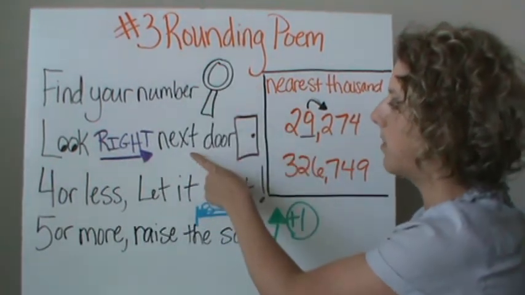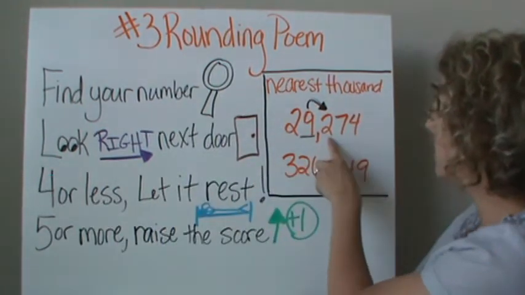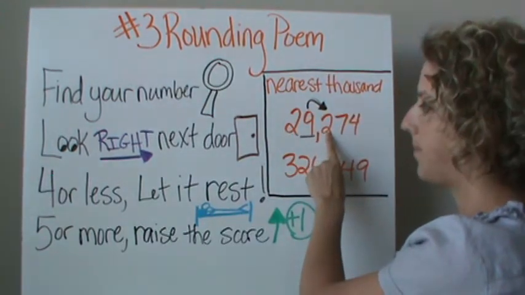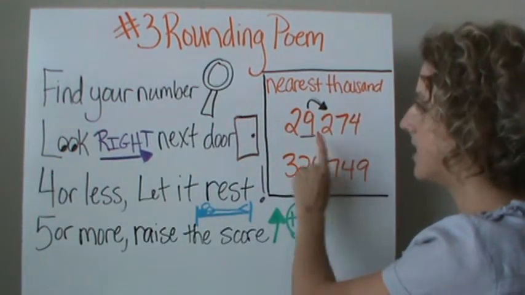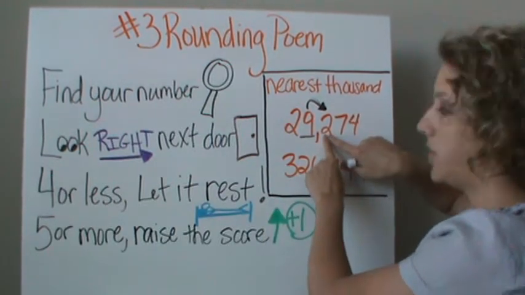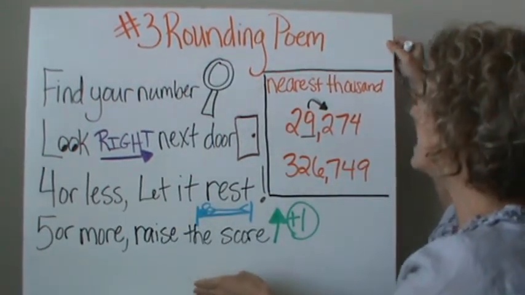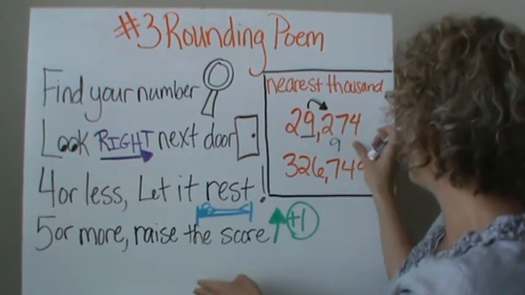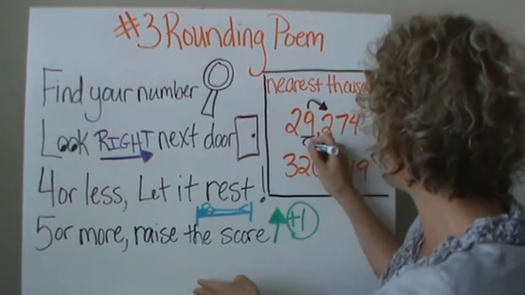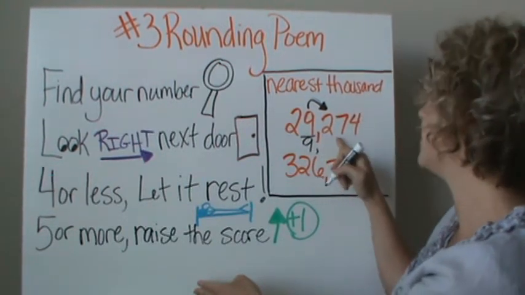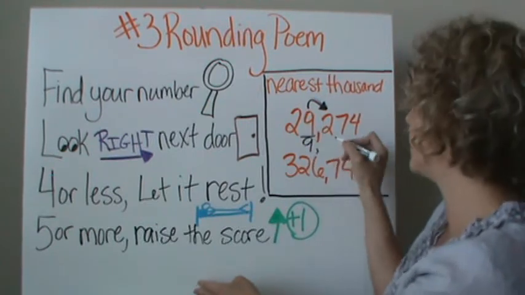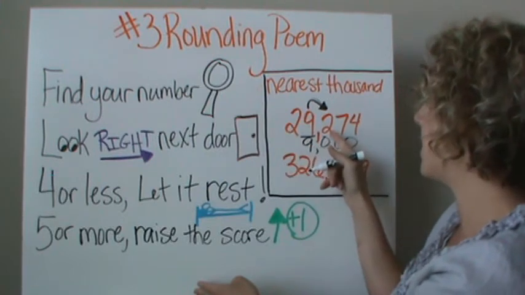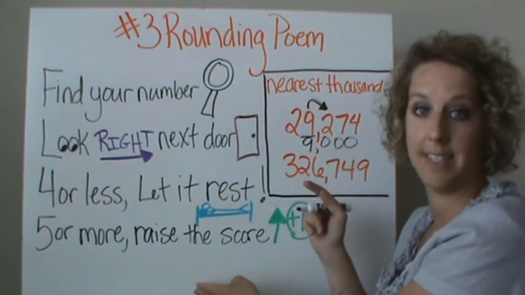So find your number, look right next door, 4 or less. So I'm trying to see the number that I'm looking at. I'm only looking at the 2. Is the 2 4 or less? Yes, it is. So I'm going to let it rest. I'm not going to let the 2 rest. I'm going to let the 9 rest. So that 9 will stay a 9. Well, let's go ahead and write it over here. That 9 will stay a 9. These 3 numbers become rounded, hence the name. And of course, 29,274 can't round to just 9,000.